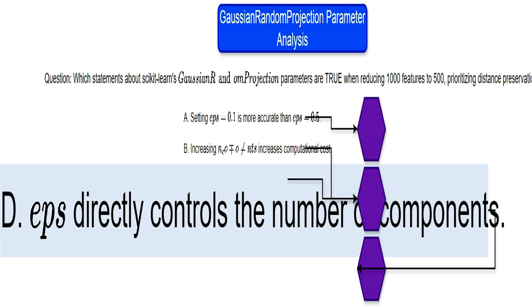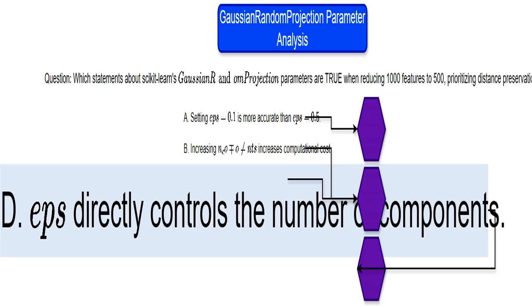This question tests your understanding of how the GaussianRandomProjection tool's settings affect its behavior. You need to determine which statements correctly describe its actions. I'll start with this statement because it's straightforward.